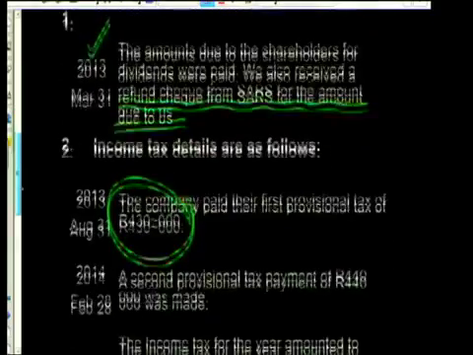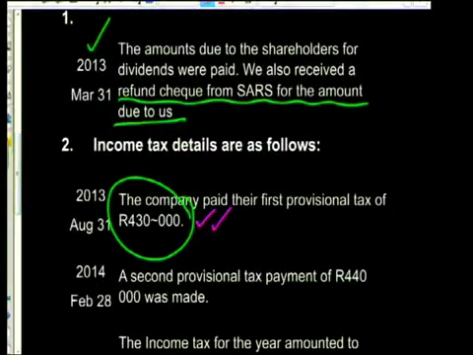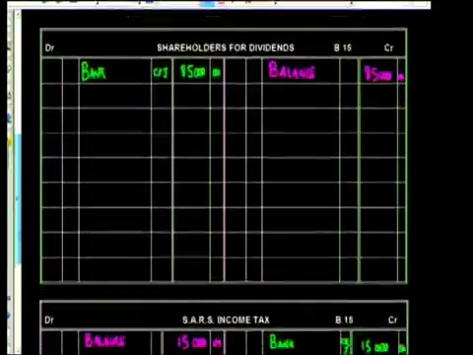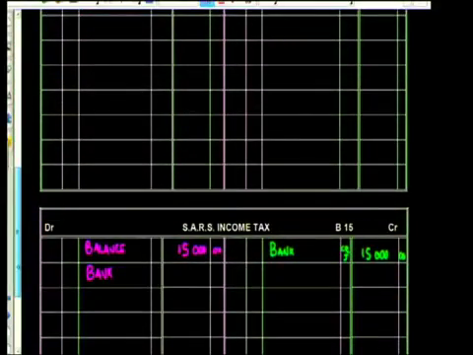Let's identify the amount that we paid them. We paid an amount of 430,000 Rand. Once again, my double entry is what? A debit to SARS of 430,000 Rand. A credit to my bank account. Now, what is this? This is what we call a provisional payment. We have paid SARS in advance.